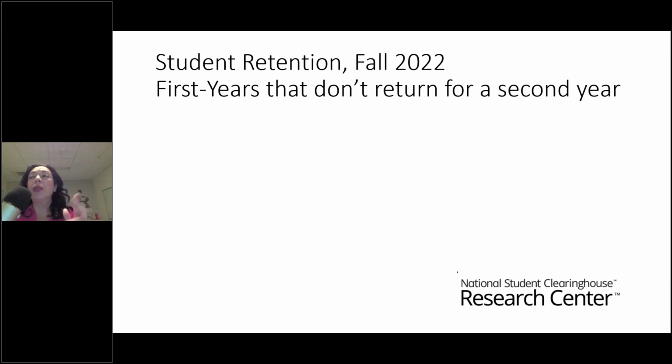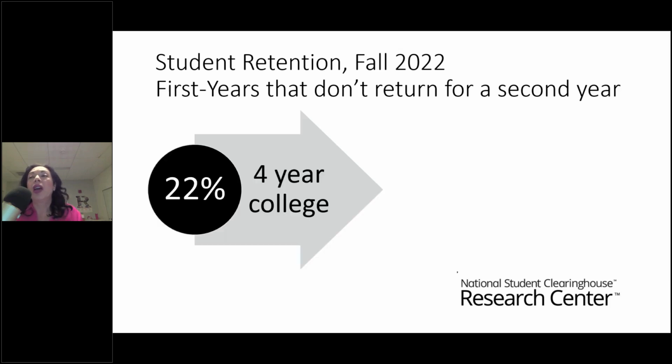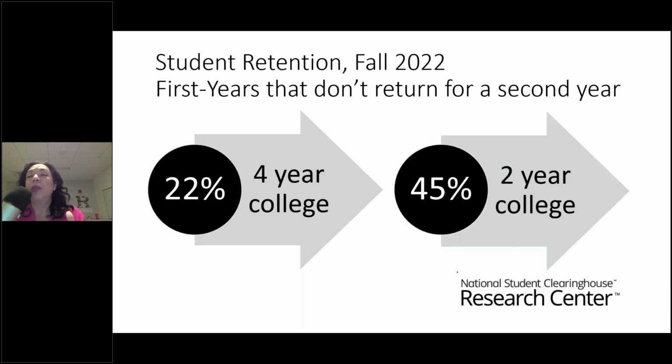Okay, so when we look at some data, we can see that in the fall of 2022, 22% of first-year students in the 4-year colleges didn't return for a second year. For 2-year colleges, that number jumps to a staggering 45%. That's nearly half. While there's room for improvement, there's also cause for celebration. These are the best retention rates we have seen in higher ed in 10 years. These numbers show both the progress we've made and the challenges that remain in keeping students engaged.